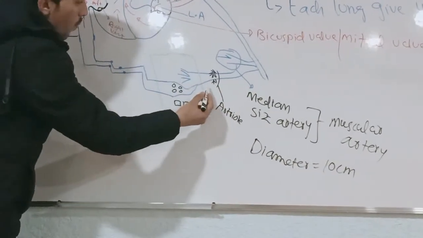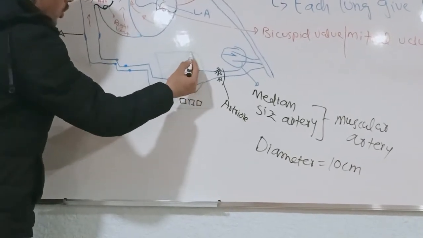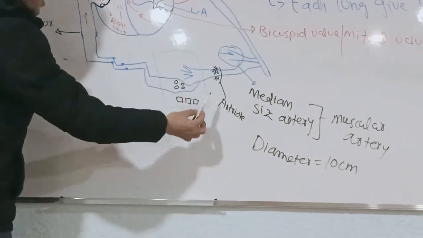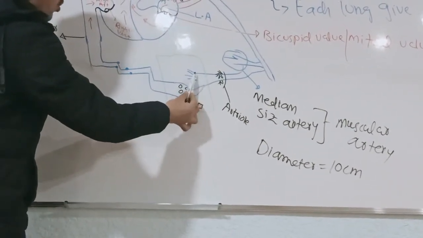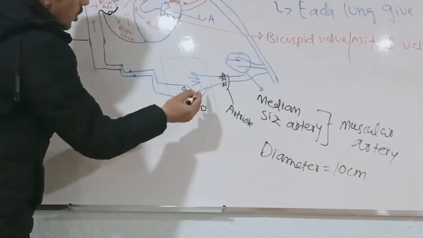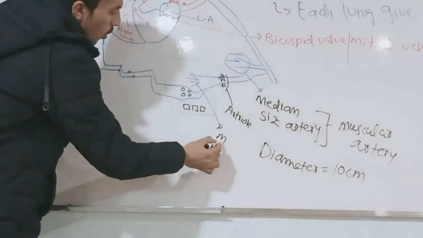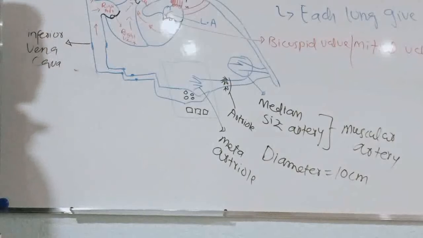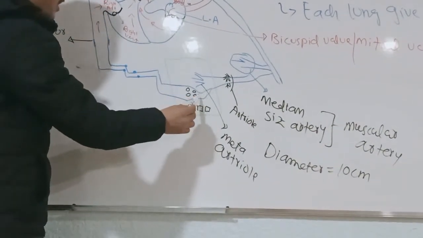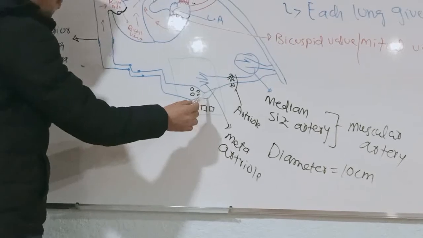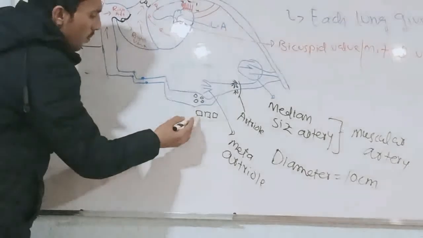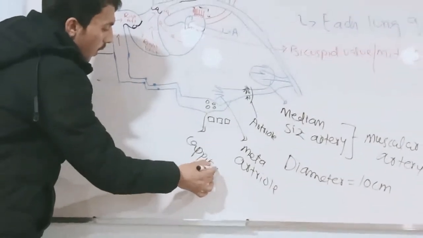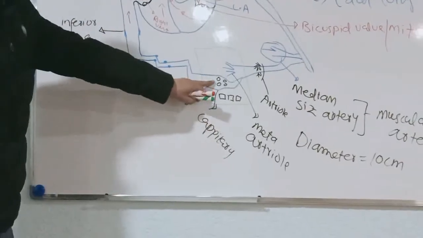The arterioles will enter into the tissue. This is tissue. The green structure shows the diagram of tissue. When the arteriole enters into the tissue, it divides into meta-arterioles. This one is called meta-arteriole. The meta-arteriole is further divided and forms capillaries. This is capillary.